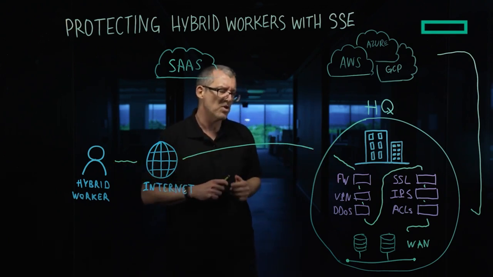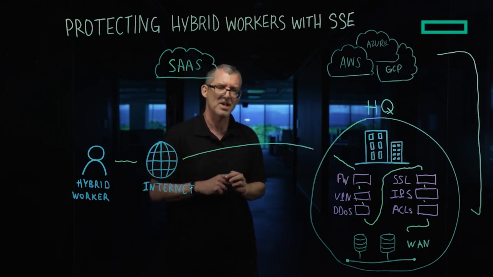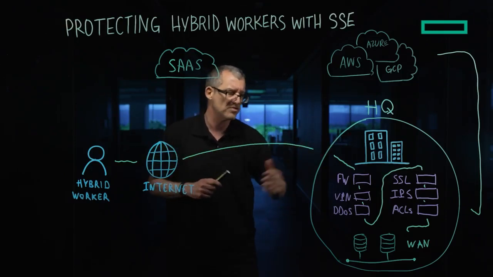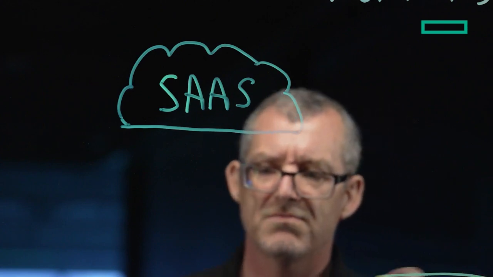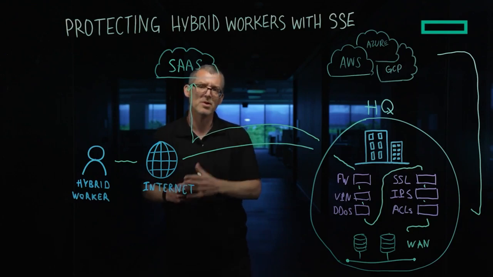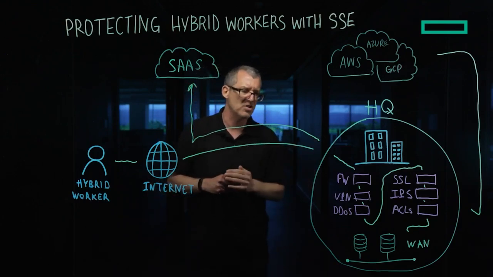And also, if this hybrid worker needs to get access into a SaaS application, such as Salesforce, they're going to need to traverse, again, the same route, but they will then go back out to go up to the SaaS platform. And this creates issues with backhauling, with latency, and with cost.